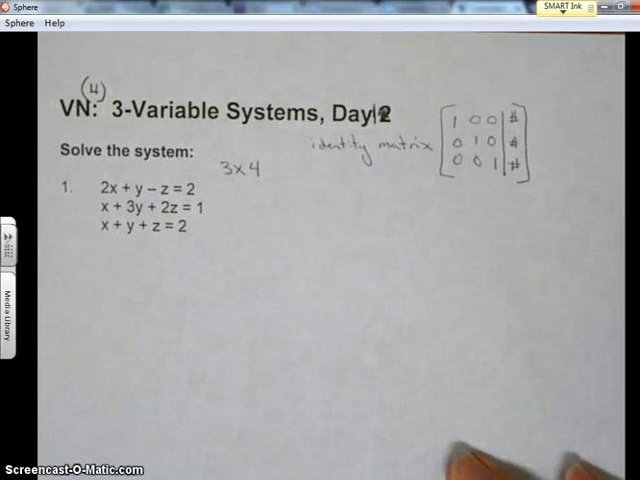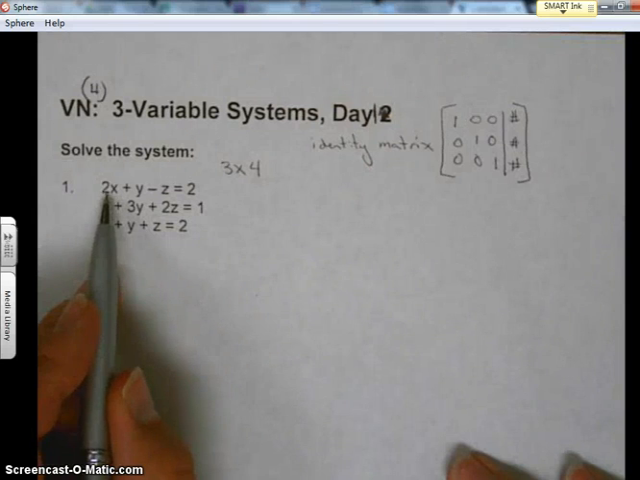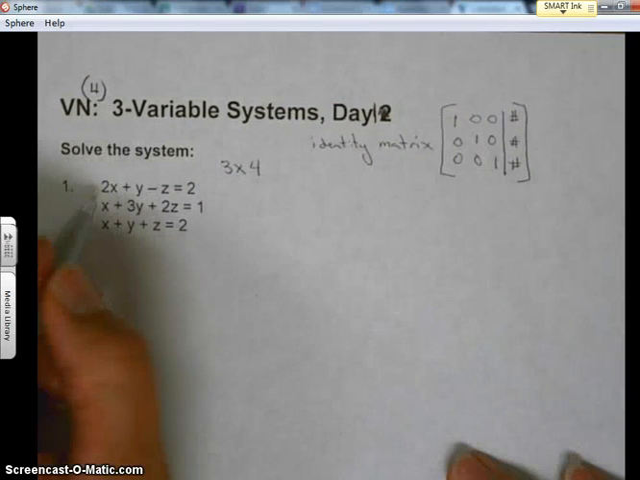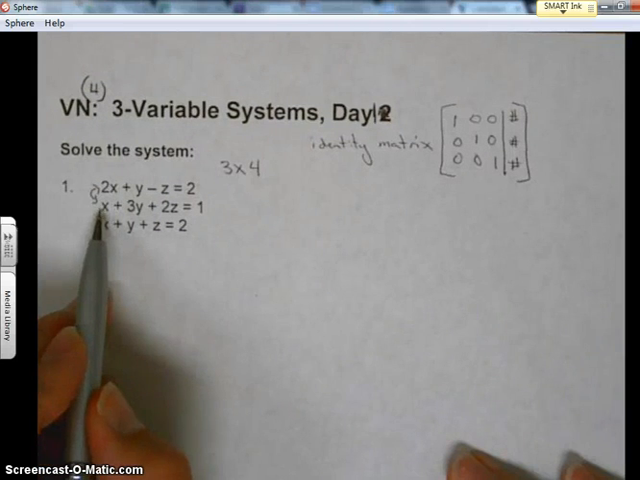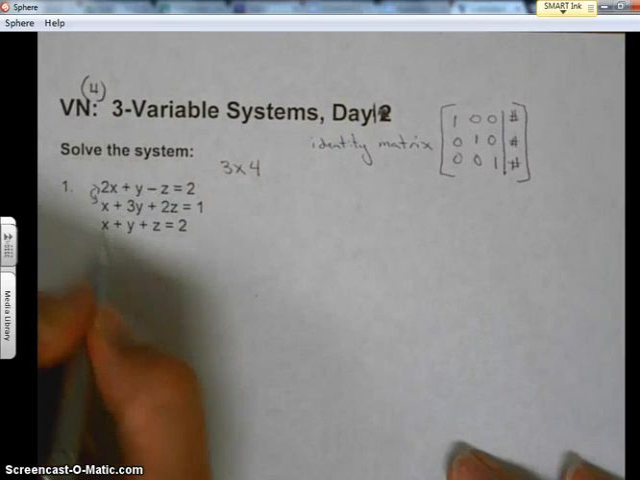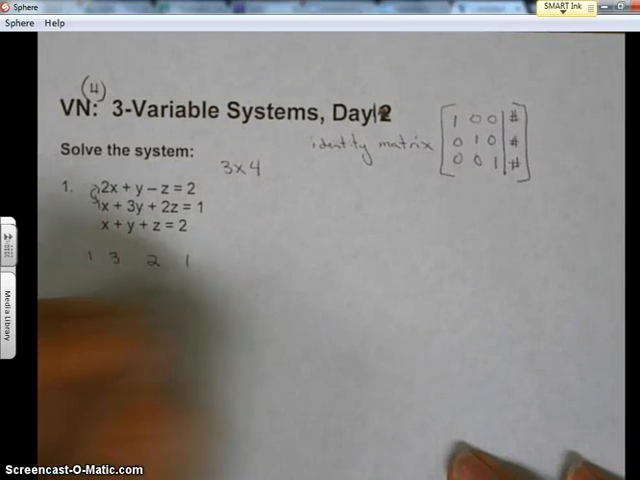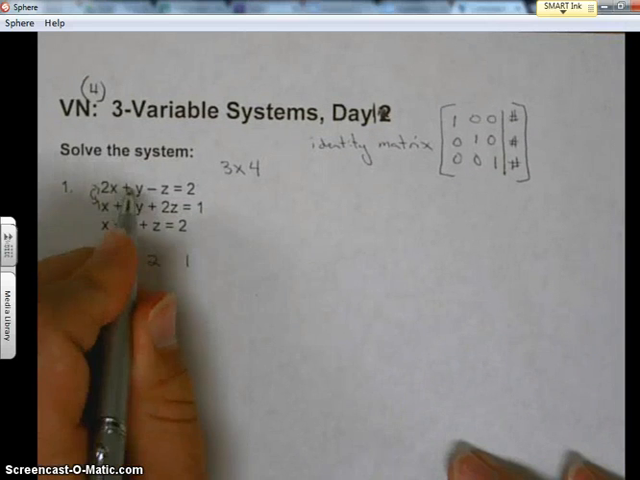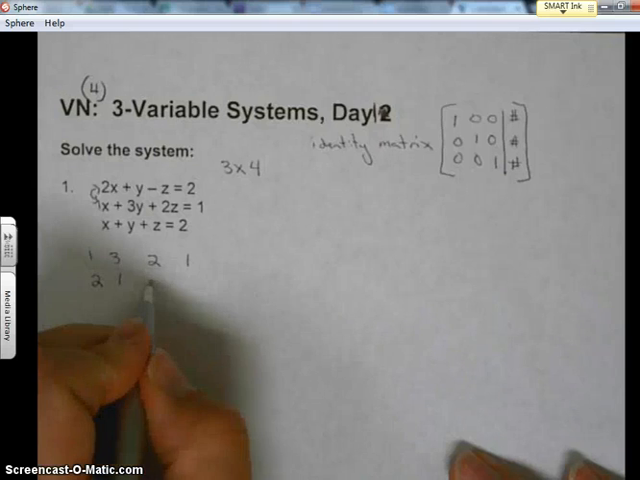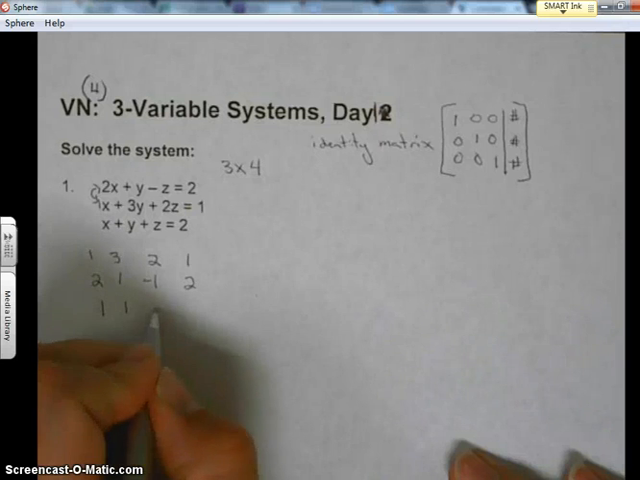Okay, so let's go ahead and write our matrix. Well, notice that this first equation is starting off with a 2. Well, I think I'm going to go ahead and switch these two around, because notice this one starts off with a 1. So I'm going to go ahead and put this equation as my first row. So that's going to be 1, 3, 2, 1. And then I'm going to go ahead and put this one next. 2, 1, negative 1, 2, and then my third row, 1, 1, 1, 2.